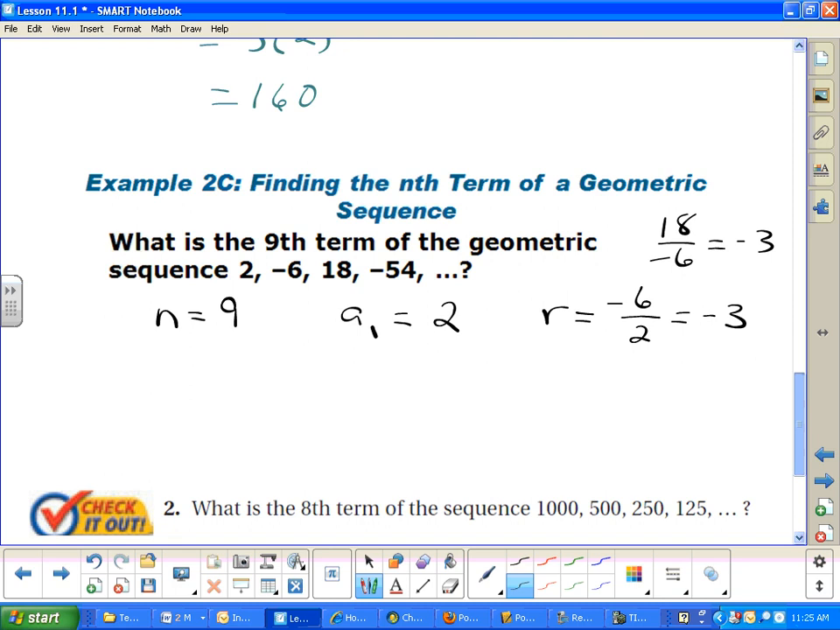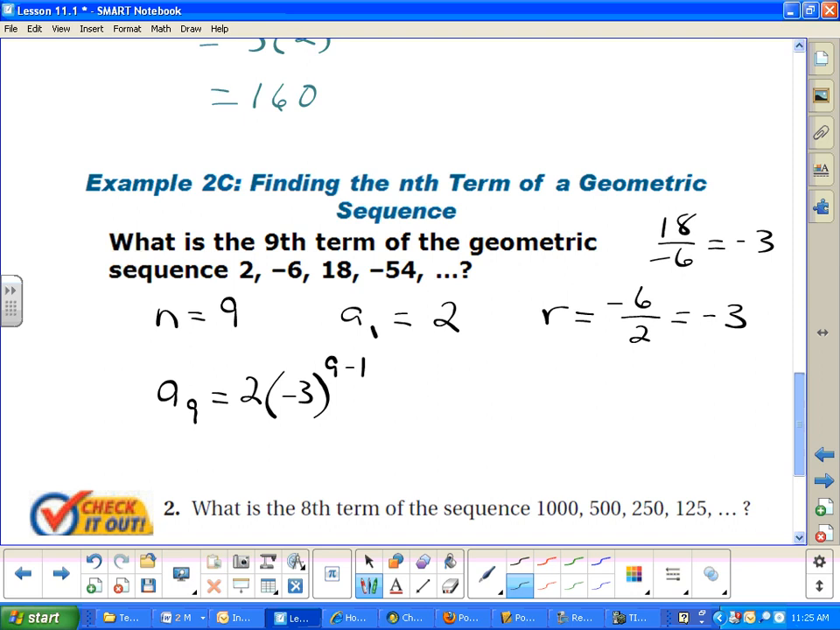Okay. Now, they want us to find the next three terms. Well, once you know the negative 3, you just need to multiply by negative 3 times, right? Okay. Or they want to know what the ninth term is. To get the ninth term, we just need to multiply by negative 3 till we get there. Right? Or we can use our formula. So a sub 9 would be equal to 2 times negative 3 raised to the power of 9 minus 1.